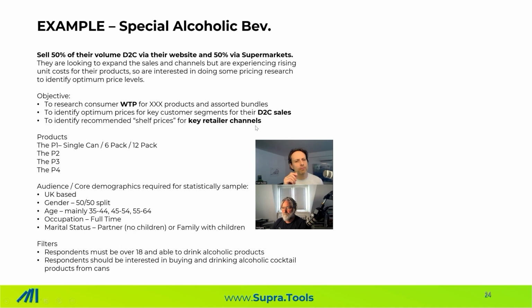They have different packages: single can, 6-pack, 12-pack, and they have assortments, product 1, 2, 3. So overall, these are 6 products. Just UK, they want to have a gender split, make sure certain age is in, that all drinkers have an occupation and so forth. So how to set it up?